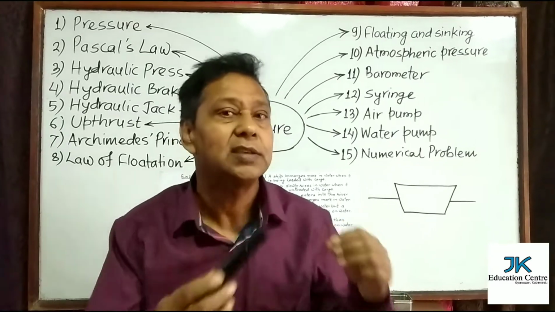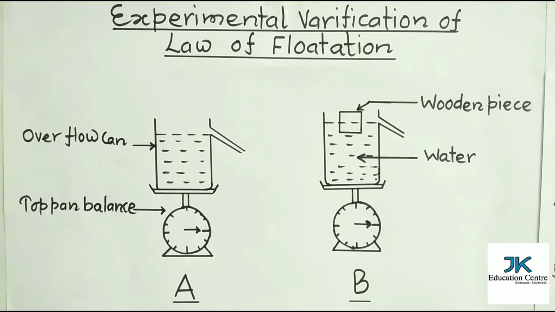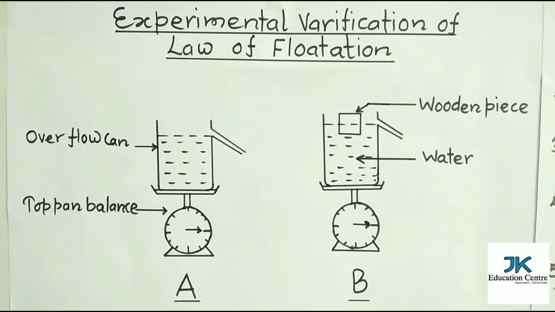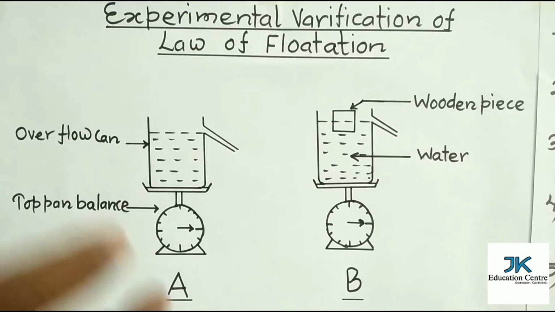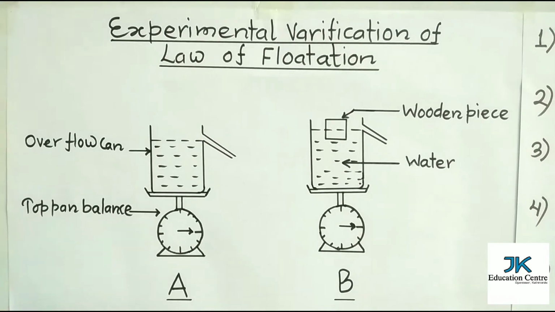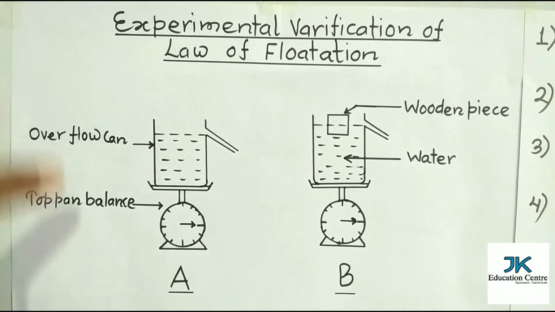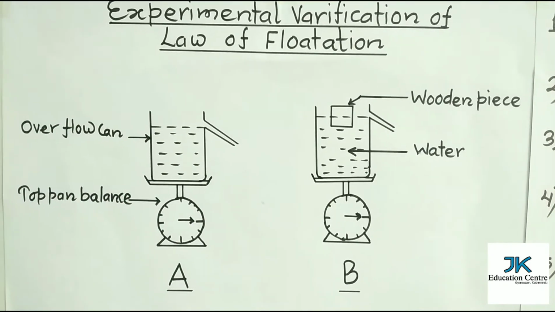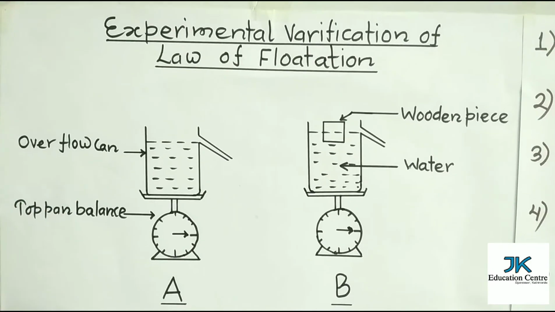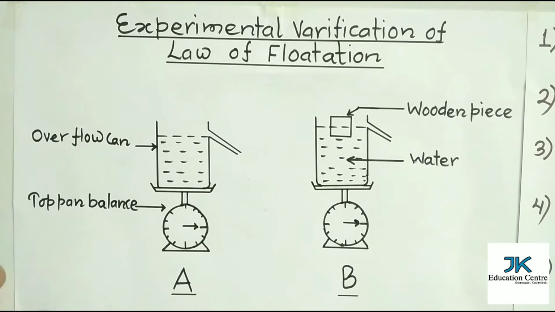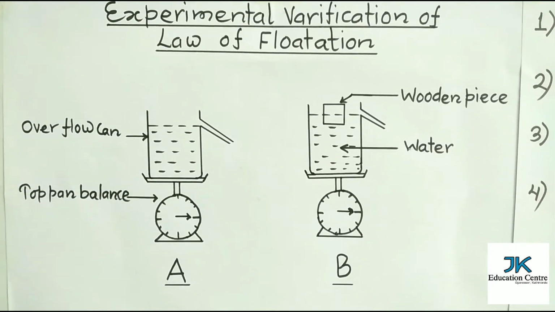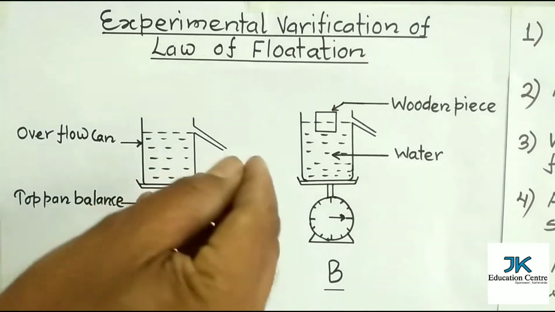I want to show this with the help of a diagram. With the help of this figure, we can verify the law of flotation experimentally. After drawing this diagram, you can write this way. As shown in diagram A, an overflow can is completely filled with water. No more water can be added to it. And it is weighed. Let's say its weight is 10 Newton. And a piece of wood, let's say the weight of the wooden piece is 2 Newton.